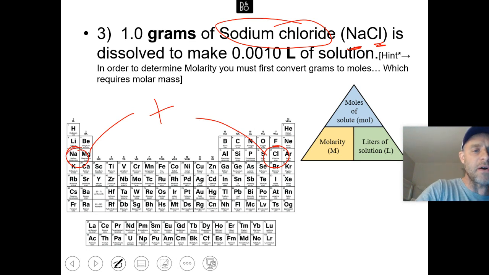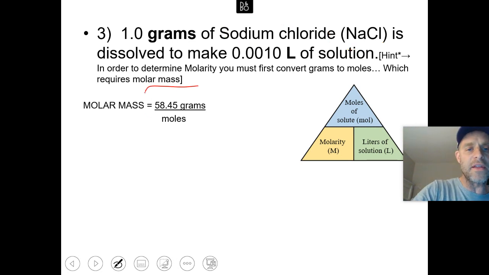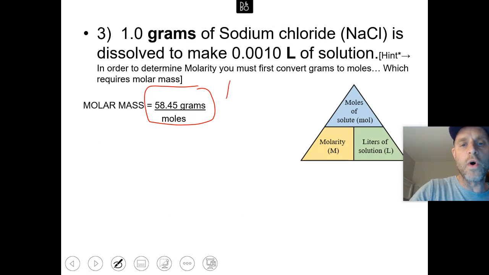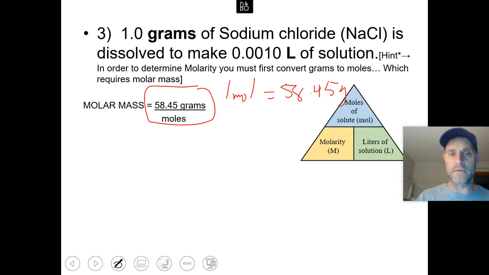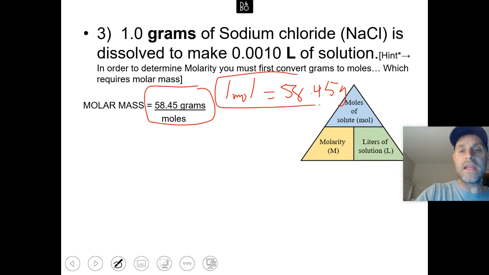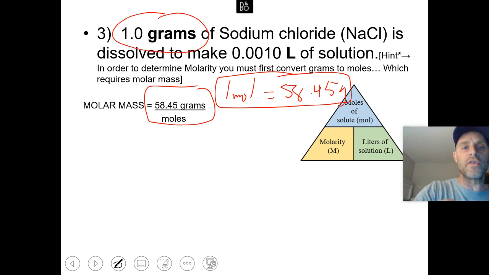Right? Sodium is about 23, chlorine is 35.45. I add those together, here's what I get. Now, what does that mean again? That means 1 mole of sodium chloride is equal to 58.45 grams. That's my conversion factor. That's what I need to make a fraction in order to convert grams into moles, huh?